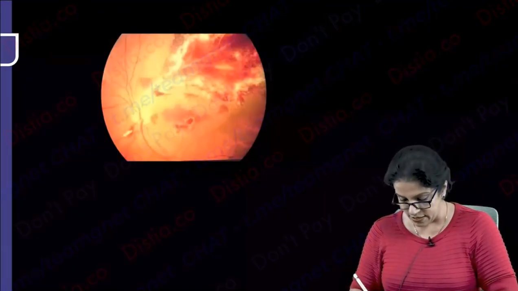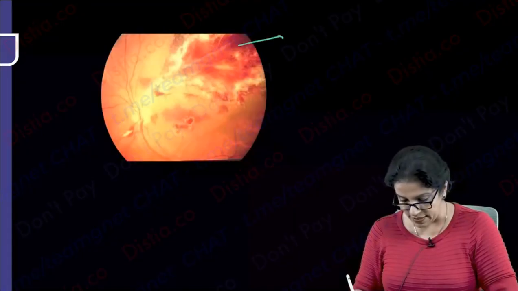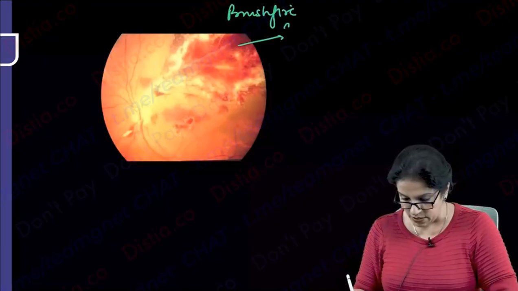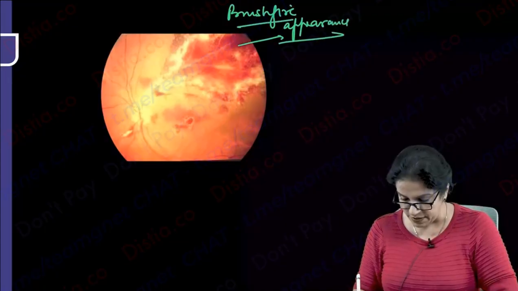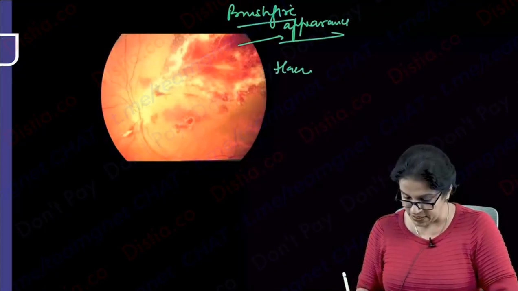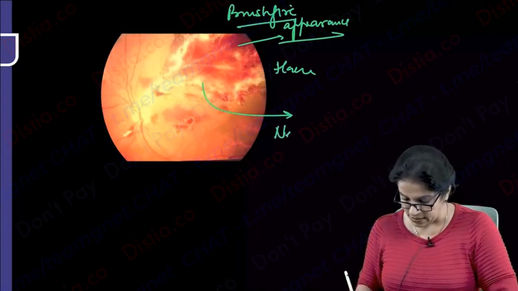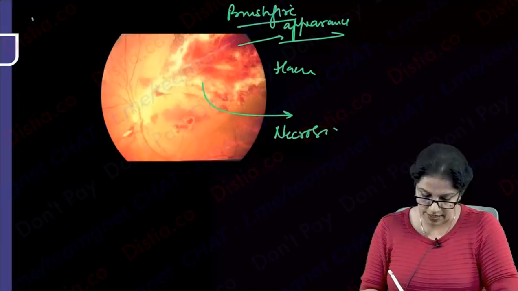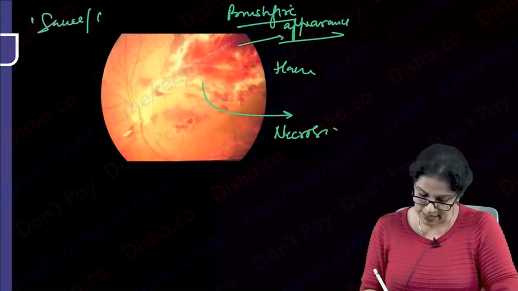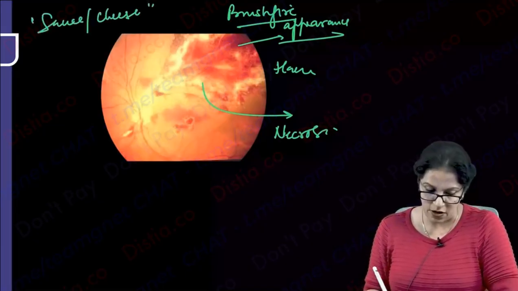So sauce is hemorrhage, cheese is the necrosis due to retinitis that you see due to cytomegalovirus. Again, this is a typical sauce and cheese. If you see here, it is generally spreading along the blood vessels peripherally in the peripheral retina. That is why it is called a brush fire appearance. So this is the hemorrhage, this is the necrosis. This is sauce and cheese retinopathy of CMV.